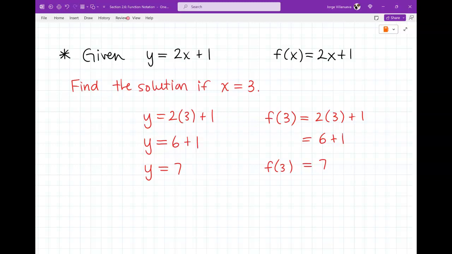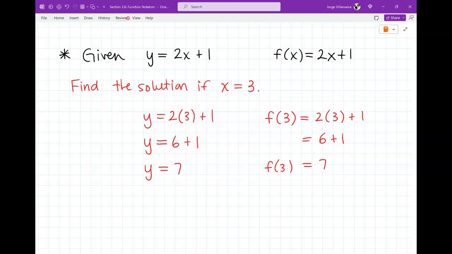Okay? Now you might say, well, why do we change it? If it's the same thing, why do we have to create new notation? Well, the harder the math gets, the more important that we use specific notation to denote what we want to do. In calculus, we use a lot of function notation.